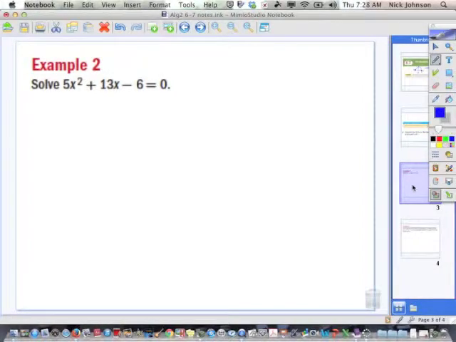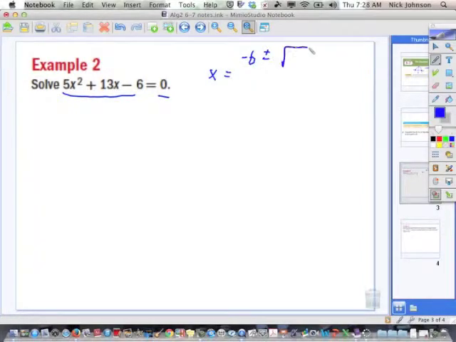Let's look at example 2. It says solve 5x squared plus 13x minus 6 equals 0. Is this in standard form? Yes. Is it set equal to 0? Yes.